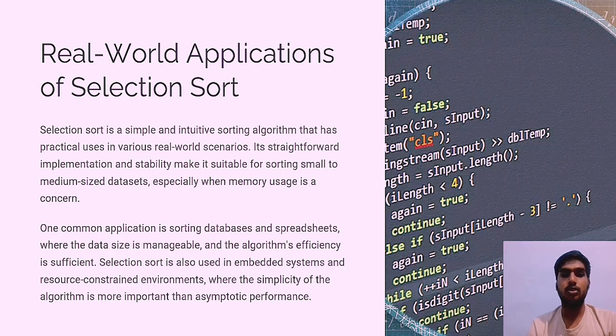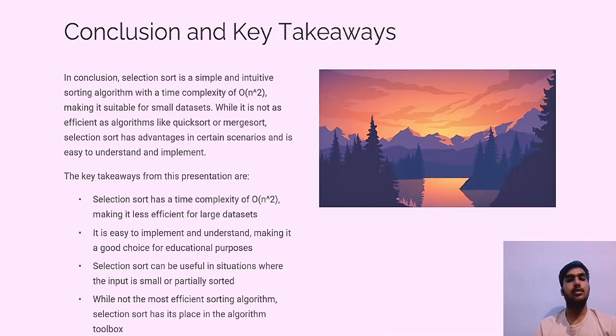Real world applications of selection sort. Selection sort is simple and intuitive, and it has practical uses in various real-world scenarios. Its straightforward implementation and stability make it suitable for sorting small to medium-sized data sets, especially when memory usage is a concern. One common application is sorting databases and spreadsheets where the data size is manageable and the algorithm efficiency is sufficient. Selection sort is also used in embedded systems and resource-constrained environments, where the simplicity of the algorithm is more important than asymptotic performance.